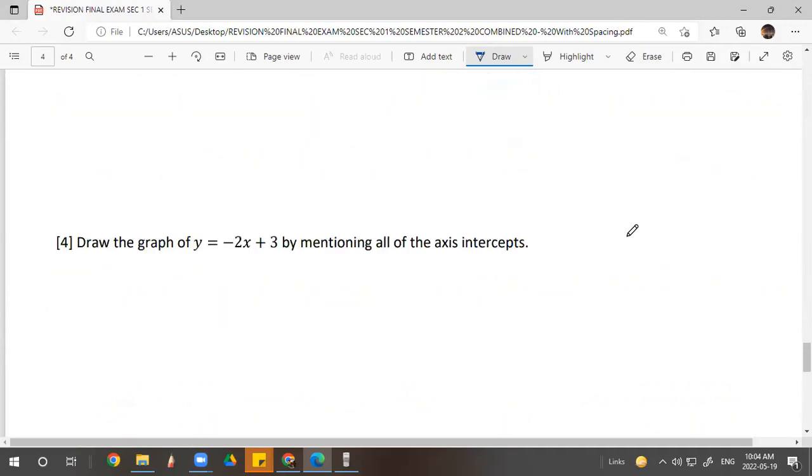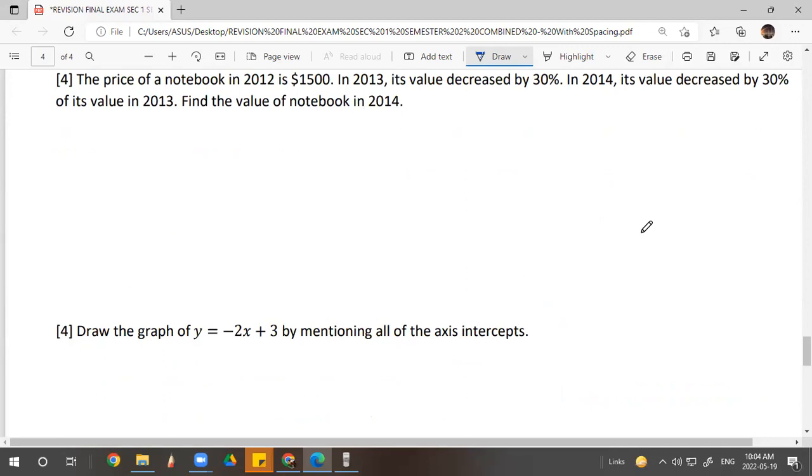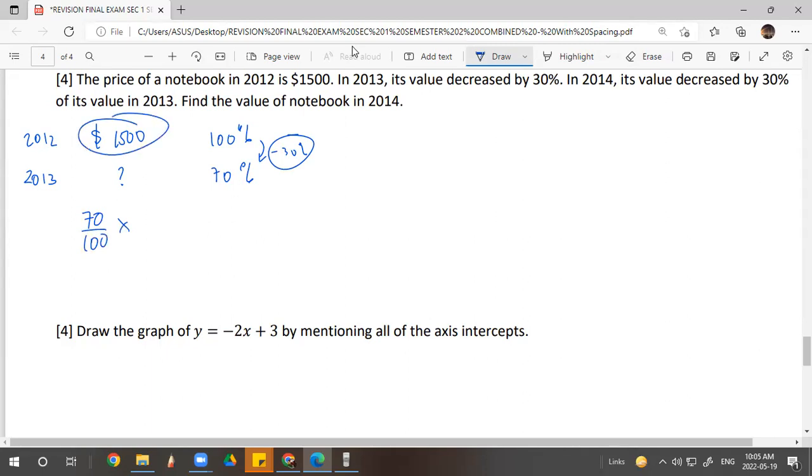Three more questions, guys, so please stay awake. The price of the notebook in 2012 is 1,500. In 2013, the notebook, the computer, decreases in value. It decreases by 30%. First, it's 100%, then decrease by 30%, so how much is left? 70, right? So from 100 it becomes 70. The price in 2013 is 70% of the original price of 1,500.